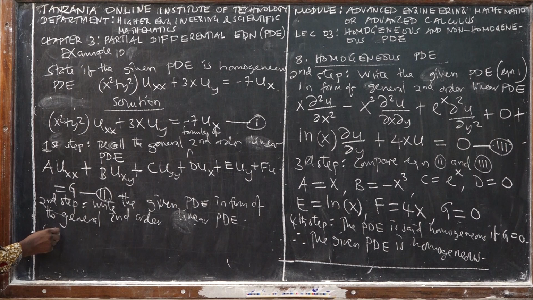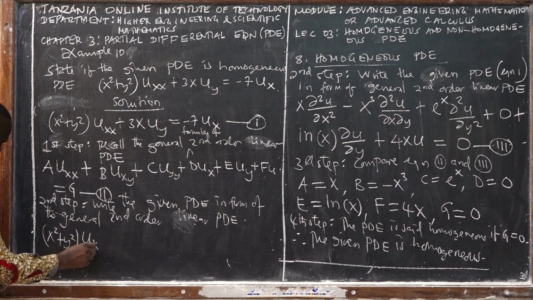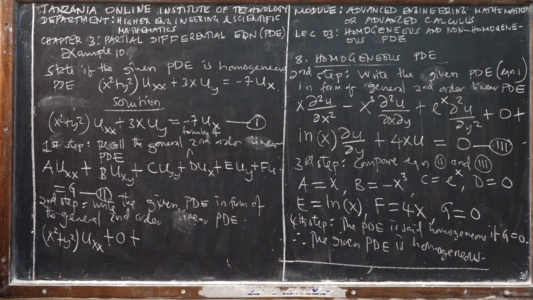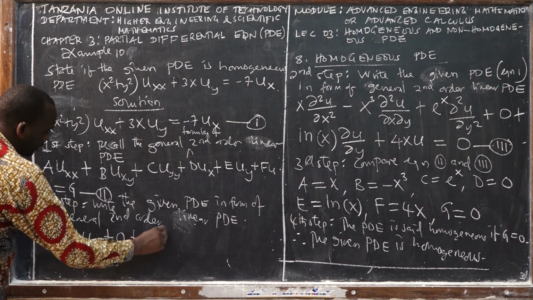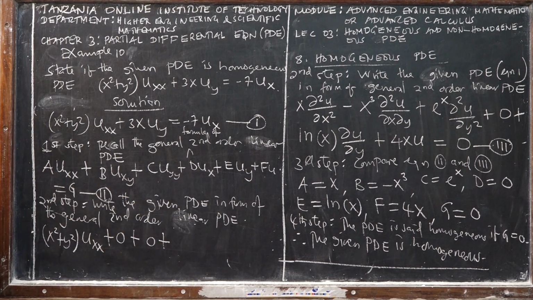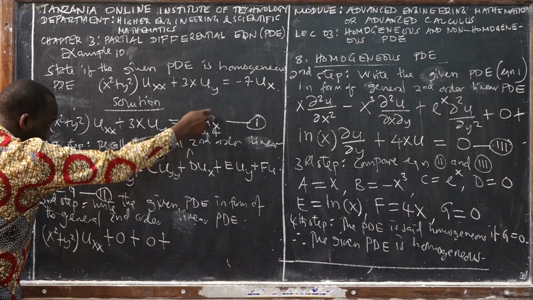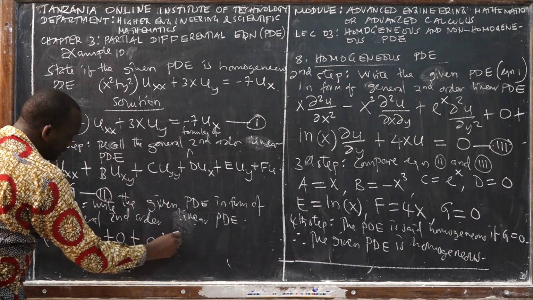So the form is what? The coefficient is x squared plus y squared, u of xx plus. Do you have this term? No. So we have 0 plus. Do you have the same term? Plus 0. Do you have the first term? Yes. This one. We have to bring on this side negative 7ux, which will change and become plus 7ux.